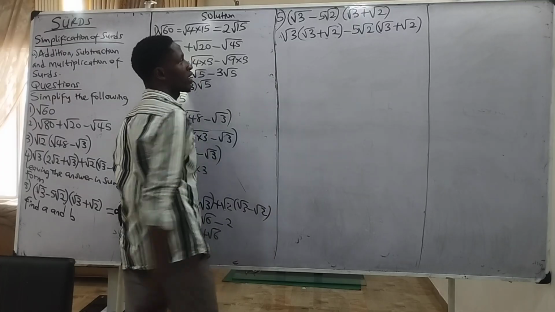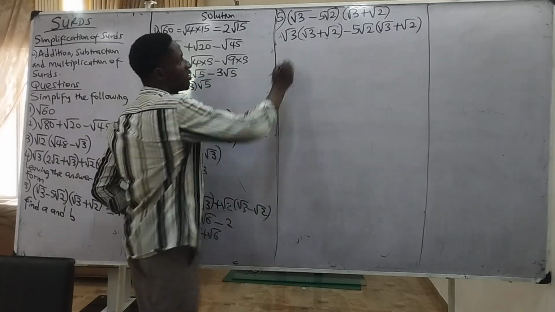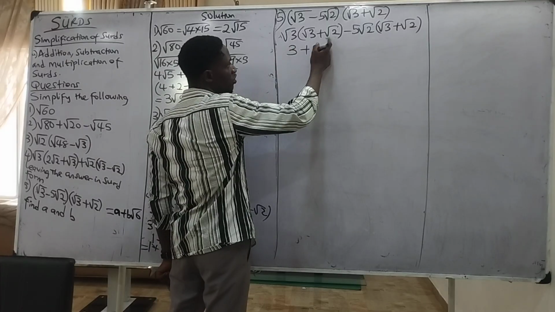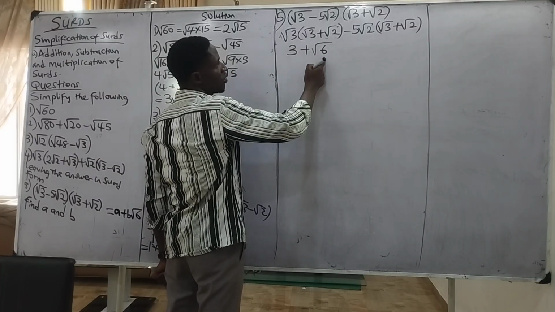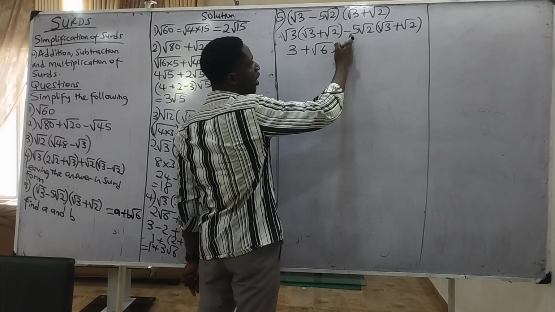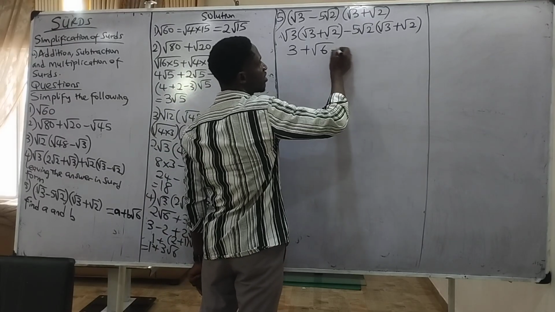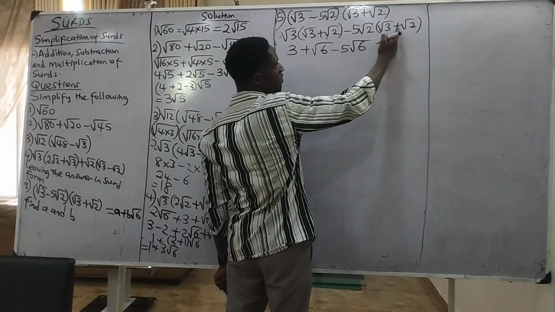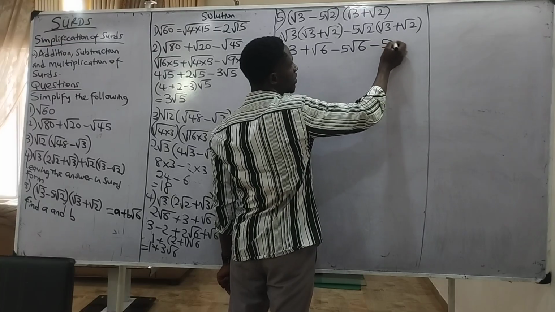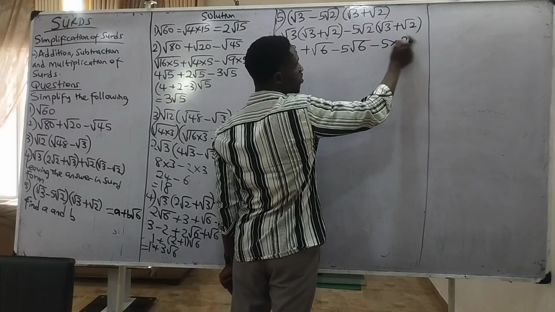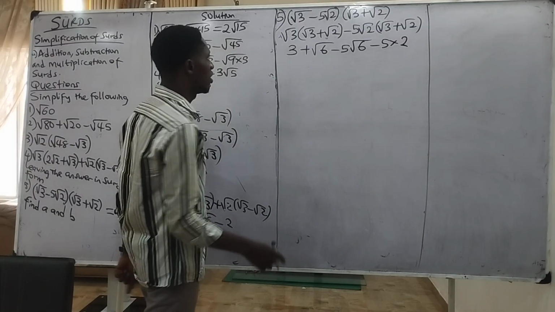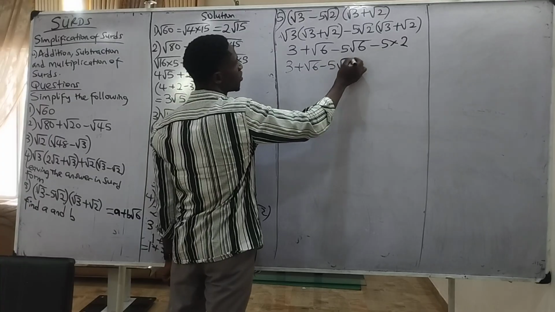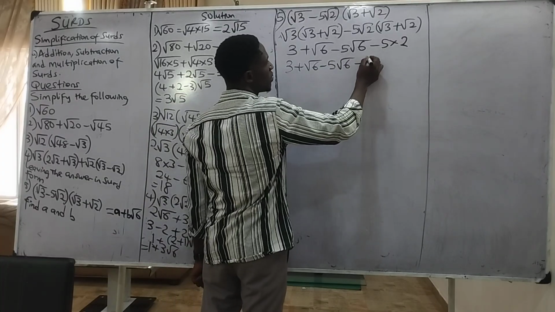So let us open the bracket. Root 3 times root 3 is 3 because they have the same number inside. Plus root 3 times root 2 is root 6, 3 times 2 is 6. There is minus here. Minus 5 times invisible 1 here is minus 5 root 2 times root 3 is root 6. Then minus 5 times root 2 times root 2 is 2 because they have the same number inside. So I have 3 plus root 6 minus 5 root 6, minus 5 times 2 is minus 10.